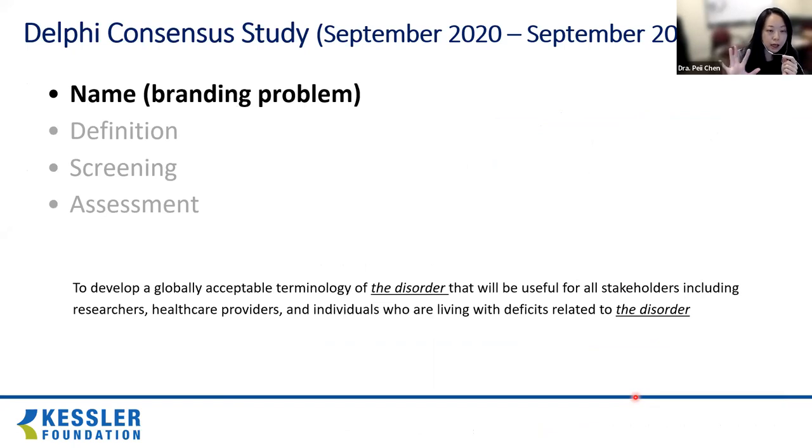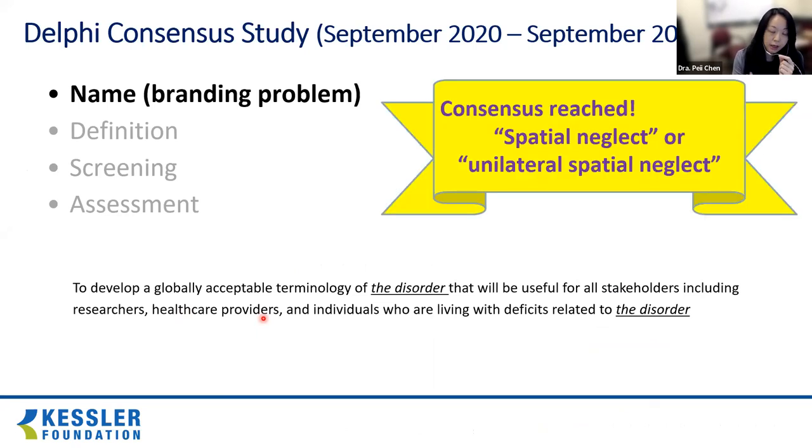So like I said, I'm going to focus on the name because we would like to develop a globally acceptable terminology of the disorder that will be useful for all stakeholders, including researchers, healthcare providers, and individuals who are living with the deficits related to the disorder. Now the consensus process has ended and there are two winners. We can either use spatial neglect or unilateral spatial neglect. So for the entire talk of the day, I'm going to use this term, spatial neglect.